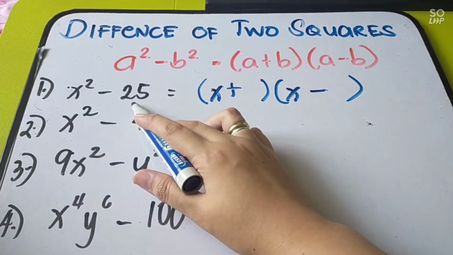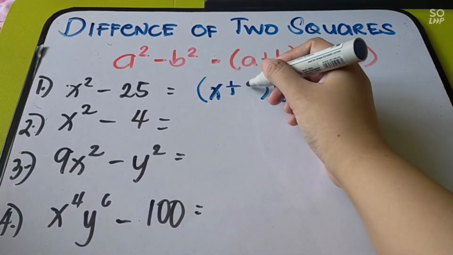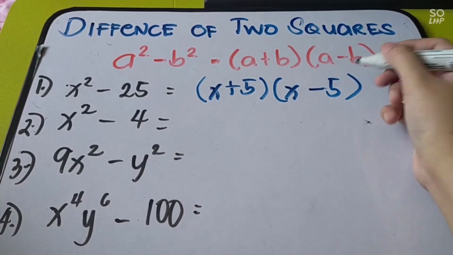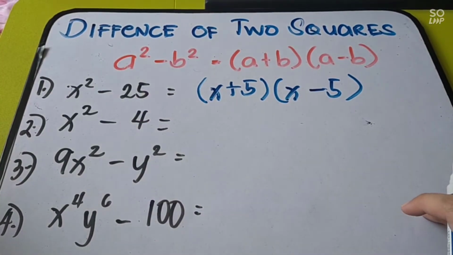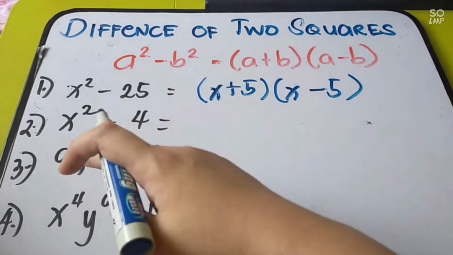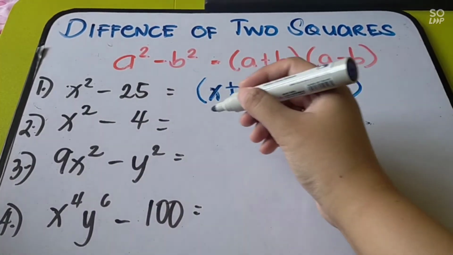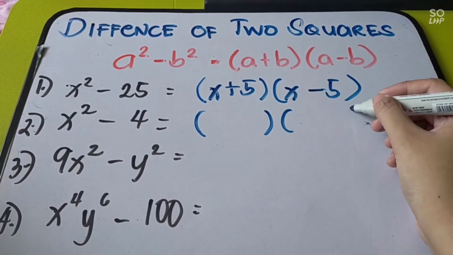Then, square root lang ni 25. What is it? We have 5. Just write here 5 and 5. We're done. So, this is the factors of x squared minus 25. Okay? Next tayo. Number 2. X squared minus 4. Open, close, open, close.